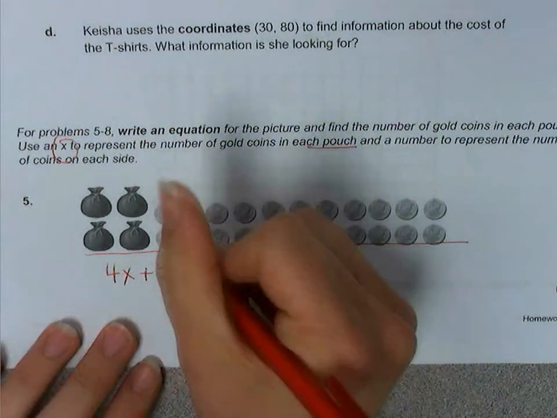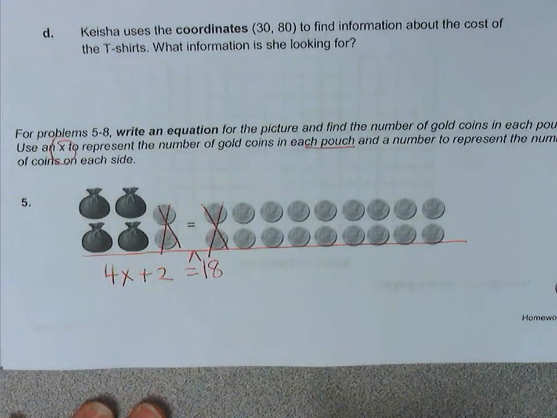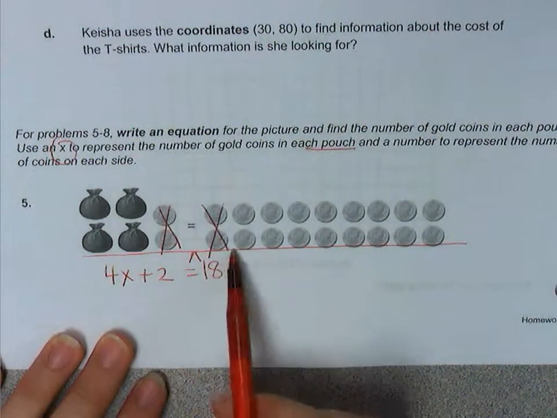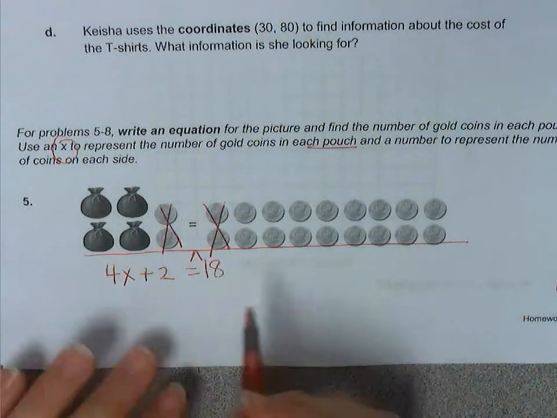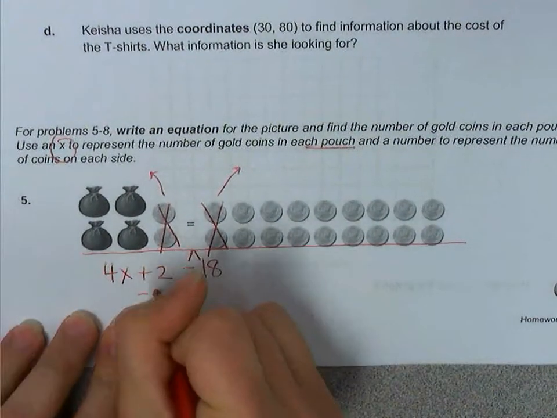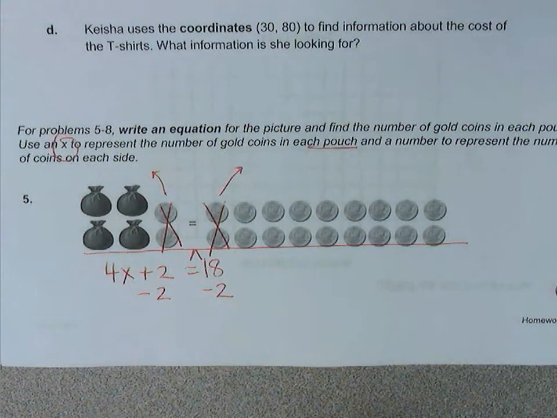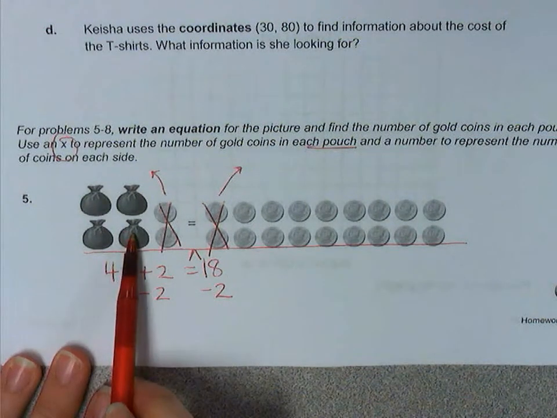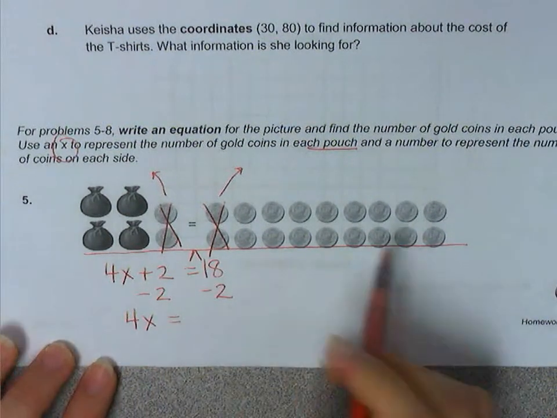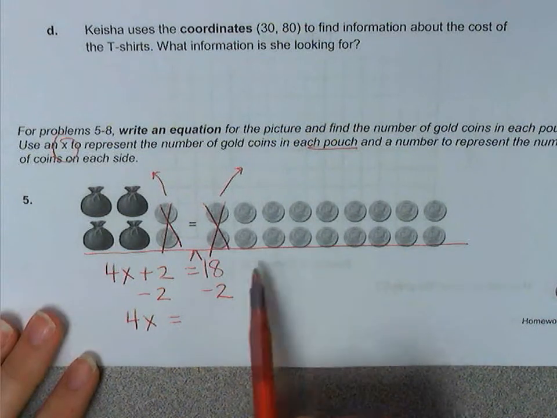So most students said, well, I know I can kind of get rid of these two and not worry about them because I know those two aren't in pouches. So when we get rid of stuff in math, that's takeaway, right? So we took away these two, and we took away 2 from our 18. So left on this side of the balance is 4 pouches, so in our equation 4x. And left on this side of the balance is 16 coins, because we took 2 away.